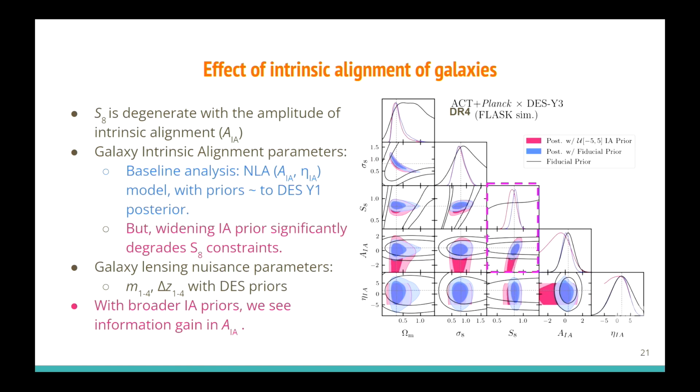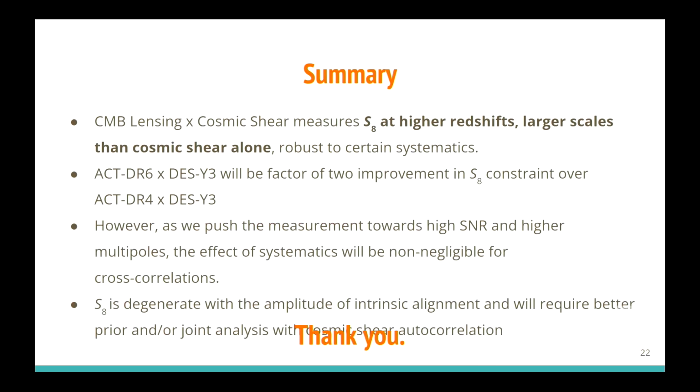Okay. Moreover, there is also the question of intrinsic alignment. If we allow the intrinsic alignment to take broad priors, then we see that there is a significant degradation in the constraint on S8, which means that these kinds of things necessitate that we analyze such cross correlations along with the auto power spectra, which allows certain calibration of the intrinsic alignment effect. So I will conclude here.